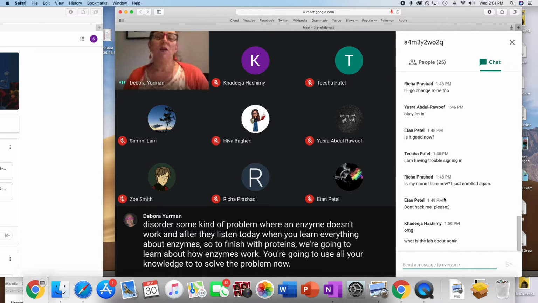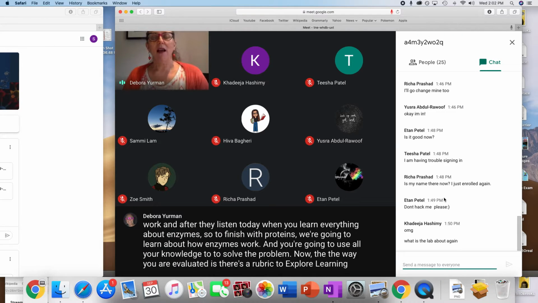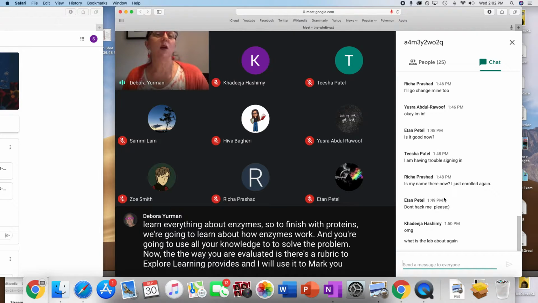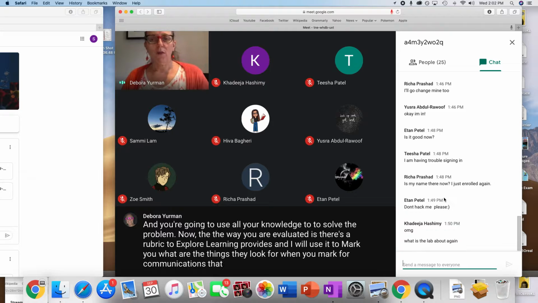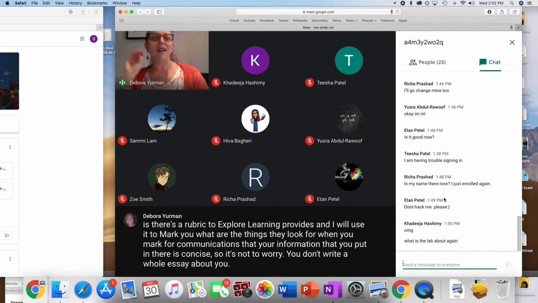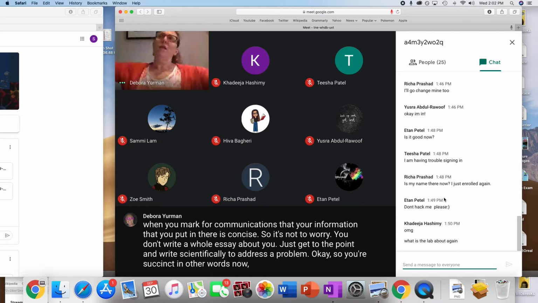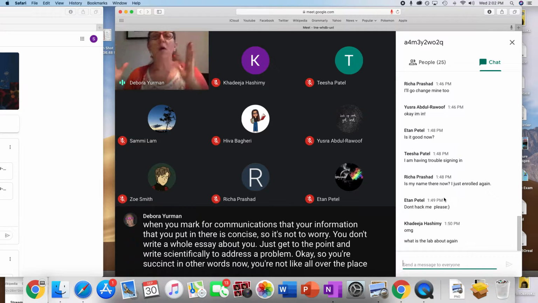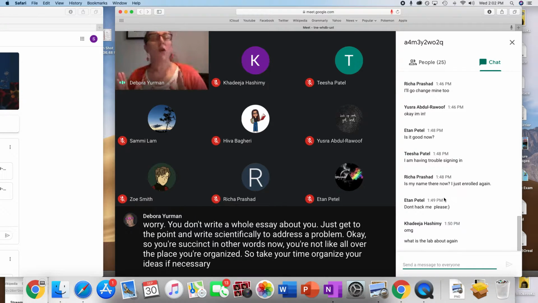The way you are evaluated is there's a rubric that Explore Learning provides, and I will use it to mark you. What are the things they look for? For communication, that the information you put in there is concise, so don't worry, you don't write the whole essay, you just get to the point and write scientifically to address a problem. So you're succinct, in other words. You're not all over the place, you're organized. So take your time, organize your ideas. If necessary, make a bit of a draft before you put it in so you get good marks for communication.